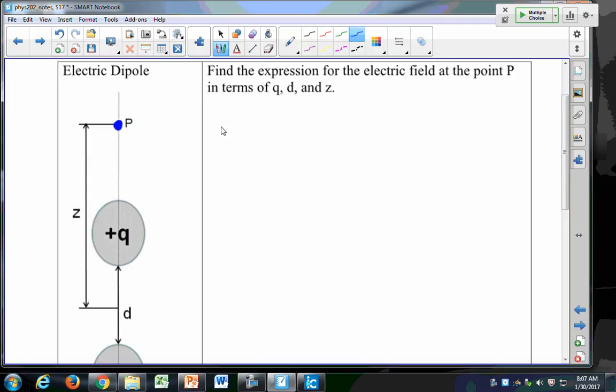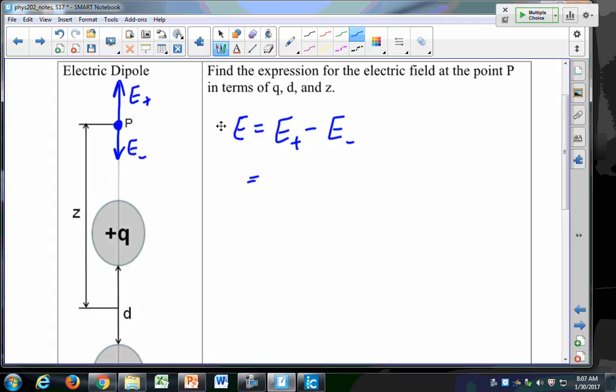Our electric field is going to equal the electric field due to the positive particle minus the electric field due to the negative particle. The electric field due to the positive particle is in this direction, and the electric field due to the negative particle, which is going to be quite a bit smaller, will be in that direction. It's smaller because it's farther away.